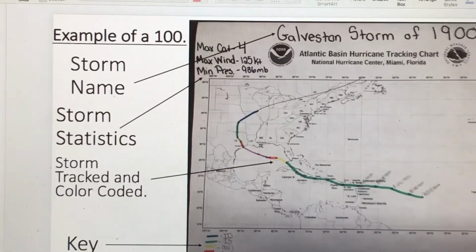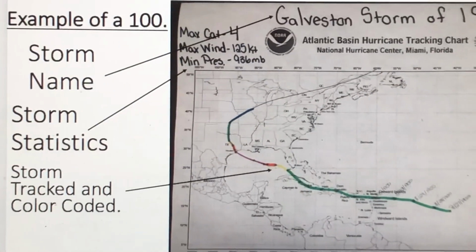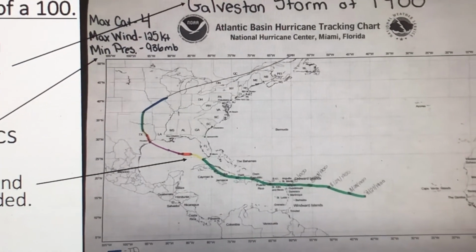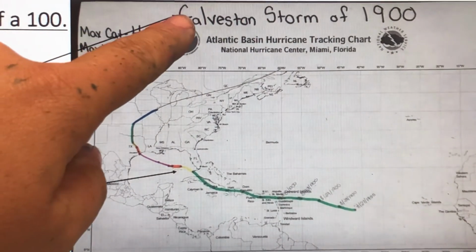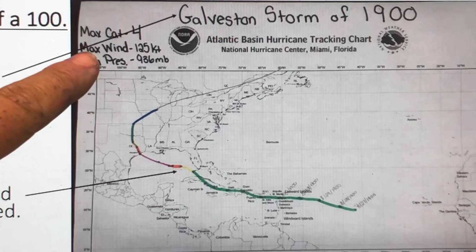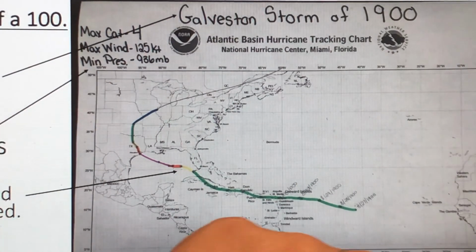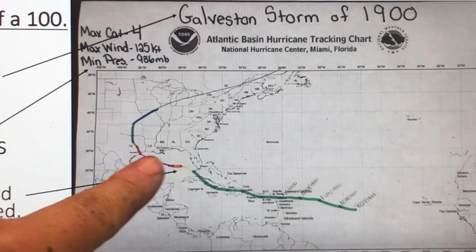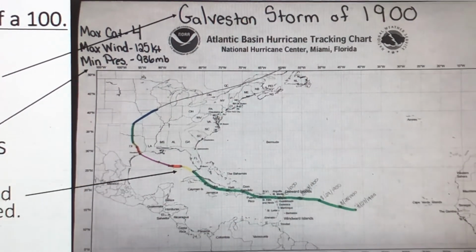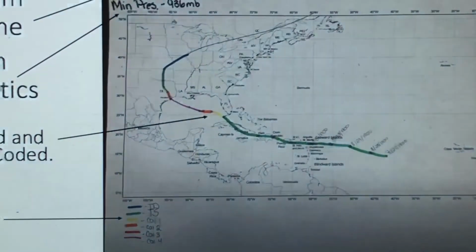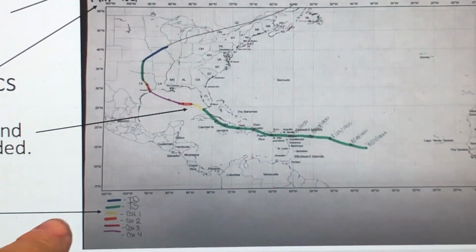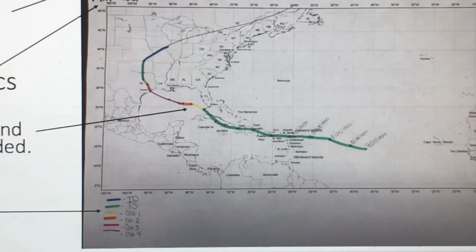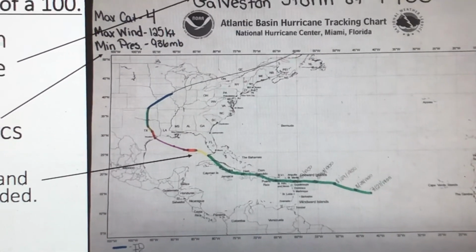I can zoom in, and you also have this on your PowerPoint that you can look at. So that's the Galveston storm of 1900. You can see where I have a name, max category, max wind, minimum pressure. I have the storm mapped out. I have it color coded. And then on the bottom, I have a key so you know what all of the colors coordinate to. Hope this video helped.